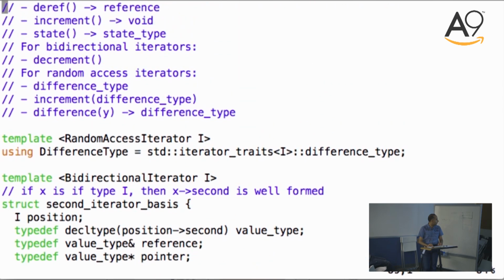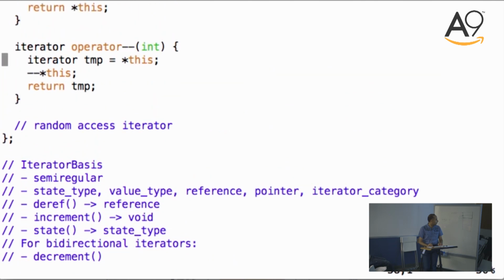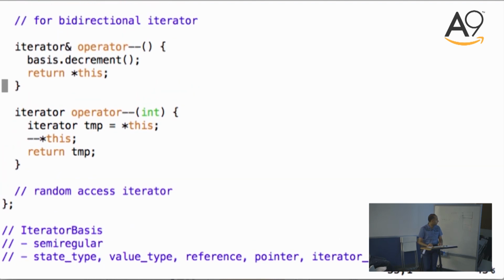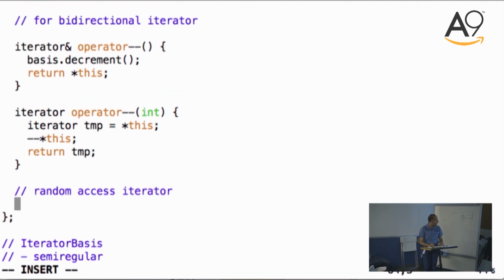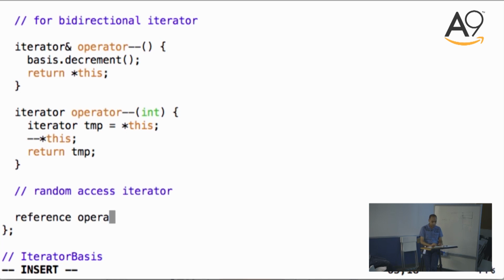All right, now we need to implement a lot of operators. What can you do to a random access iterator? Let's start with the simple ones. Let's start with square bracket. What does it return? Reference. And what does it take? Difference type.